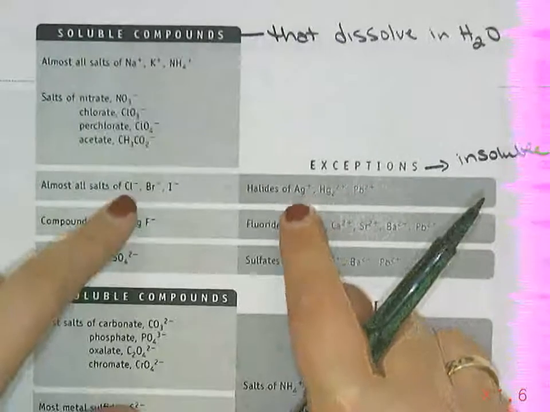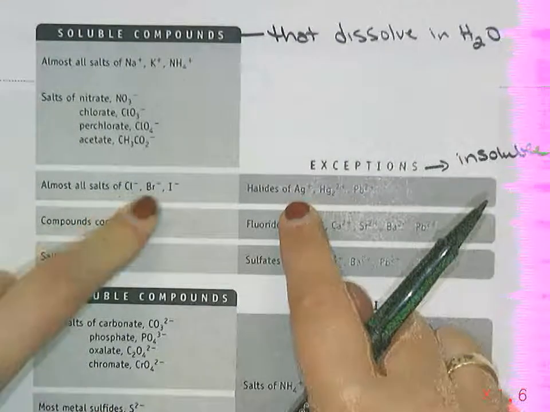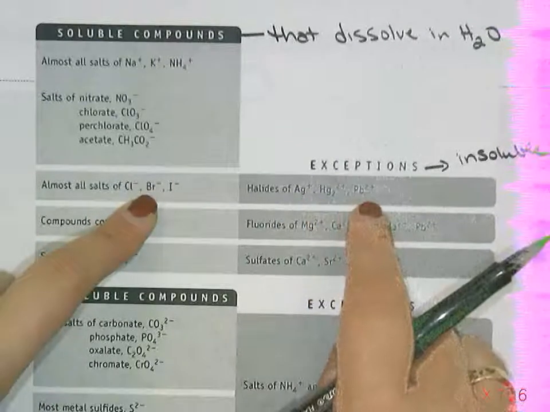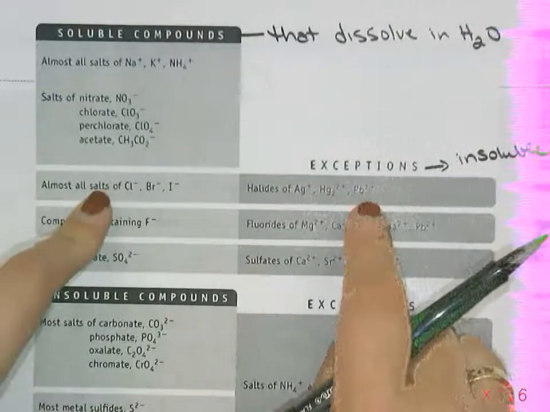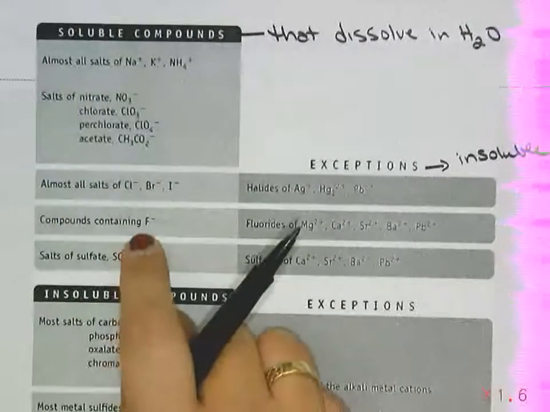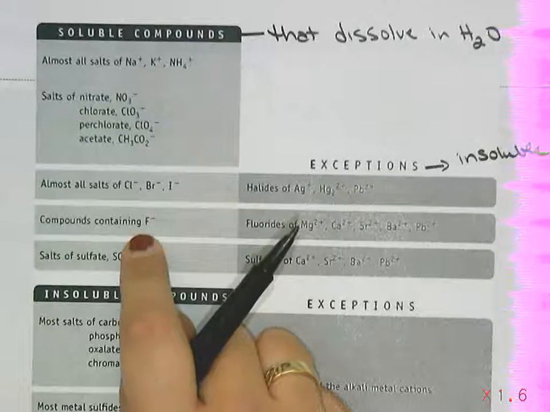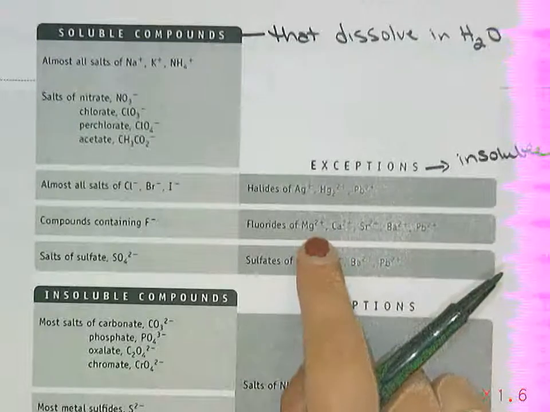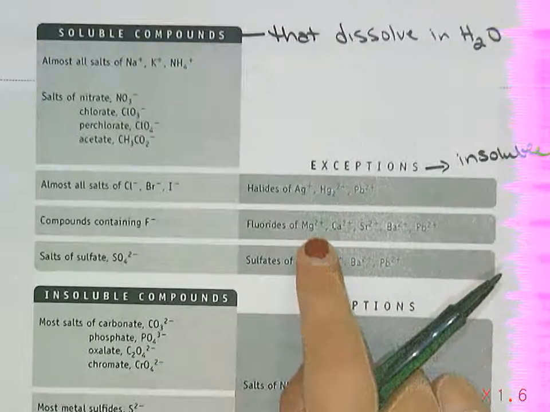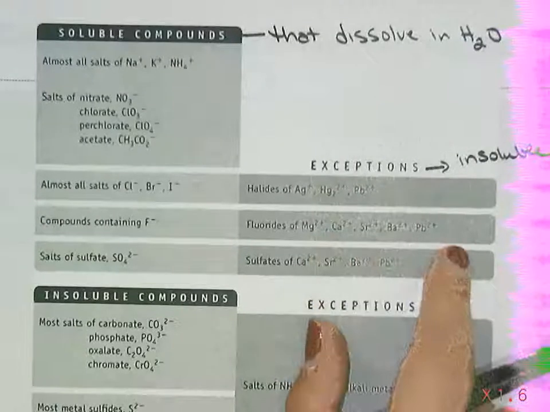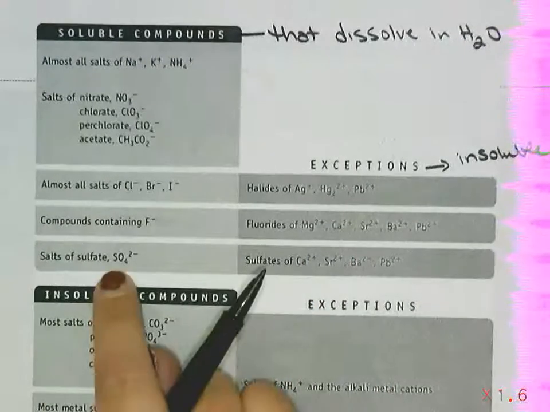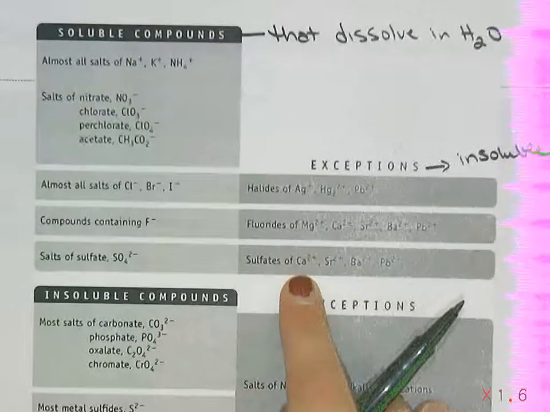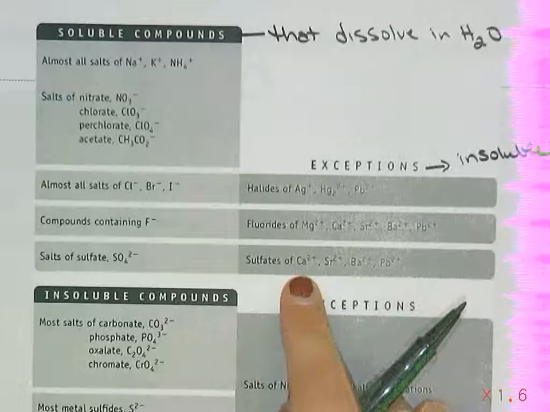If I put mercury with bromide, not soluble. Or lead chloride, not soluble. Just about everything that has a fluorine attached to it should dissolve, unless I've stuck it with one of those five, the alkaline earth metals, or lead, because lead's weird. And just about everything with a sulfate should dissolve, unless, again, I stick it with one of the alkaline earth metals, calcium, strontium, barium, or lead. That guy, lead. All right, so that's the top half of the table.